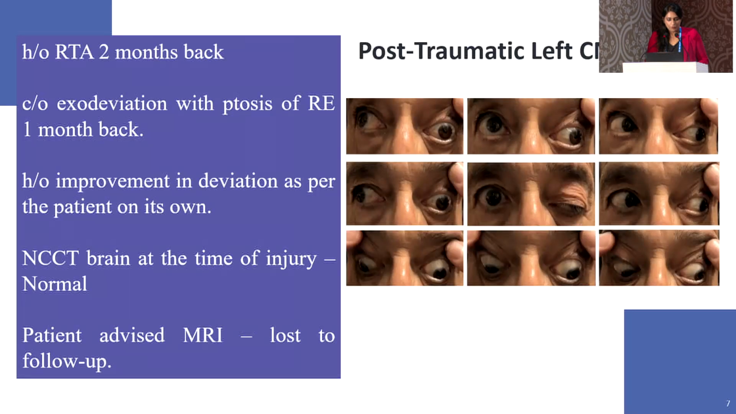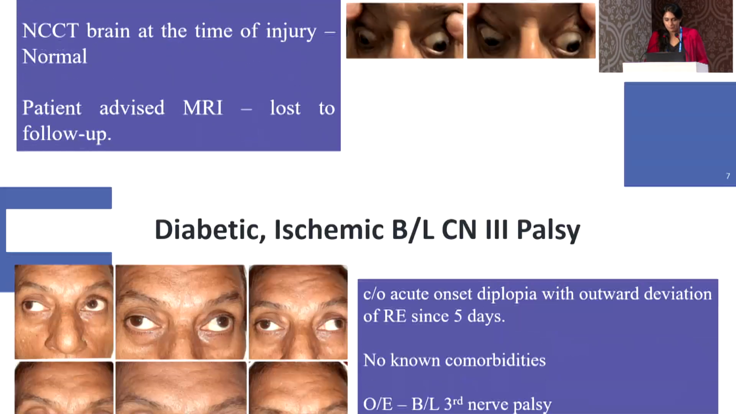There was a history of improvement in the deviation as per the patient, and the NCCT at the time of brain injury was documented as normal. The patient was advised a repeat MRI after 2 months, but was lost to follow-up. This was only included to show the myriad of presentations that we can have with third nerve palsy.